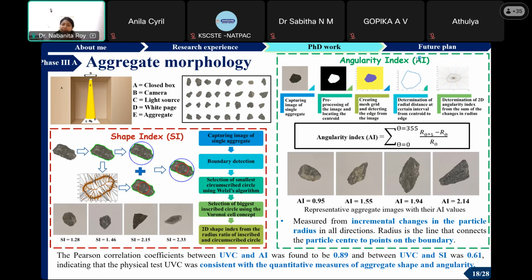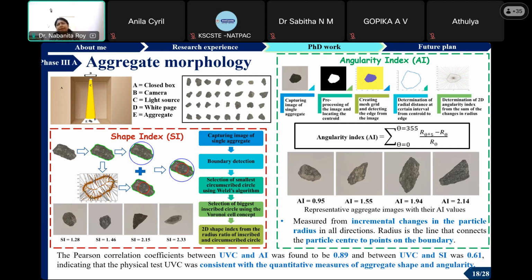Now coming to the aggregate angularity index. Similarly, the same image was used and pre-processed, and then one maze grid was created and the centroid was also determined. Then from the centroid to the boundary, we took the radial distances and the difference in radial distances. By calculating that difference, we could understand the deviation, so what is the angularity?